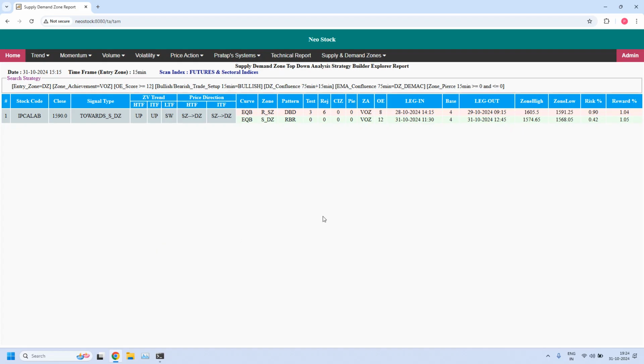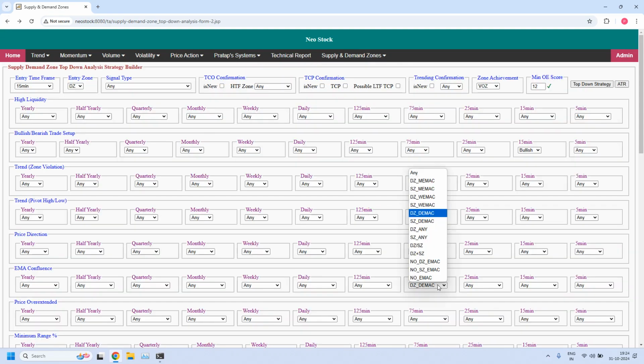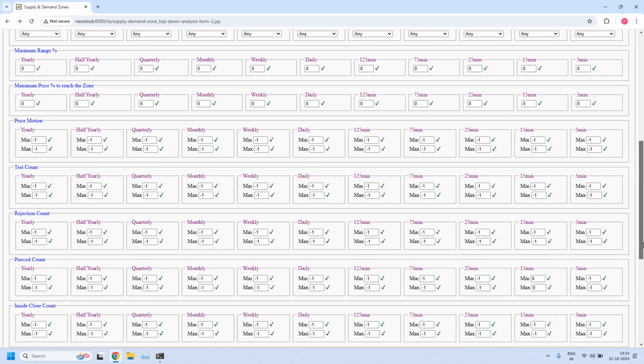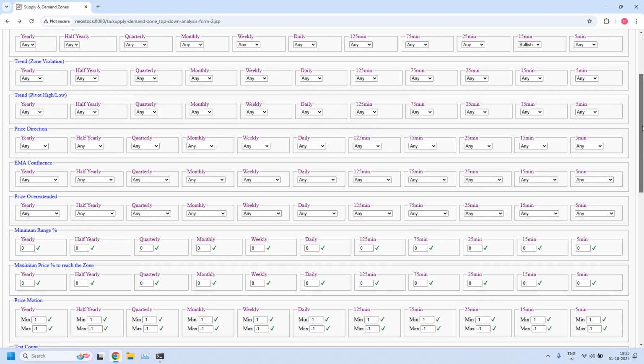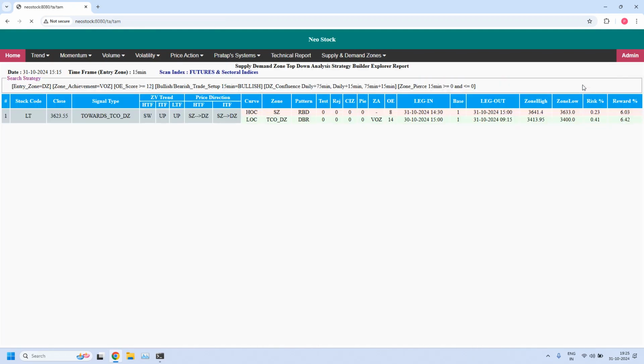Okay, next let us look for LTF, ITF and HTF demand zone confluence based stocks. Removing this EMA filter. So in the demand zone confluence, 3 filters we should set. Already 1 filter is enabled. This is the one. Next, second filter 15 minutes demand zone with daily demand zone. 75 minutes demand zone with daily demand zone confluence. With all the 3 filters, LTF, ITF, HTF, demand zone confluence, we got only 1 stock.